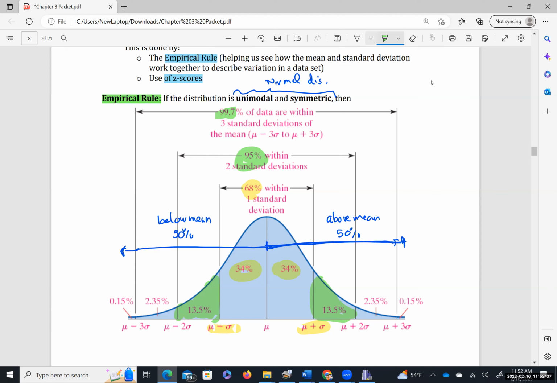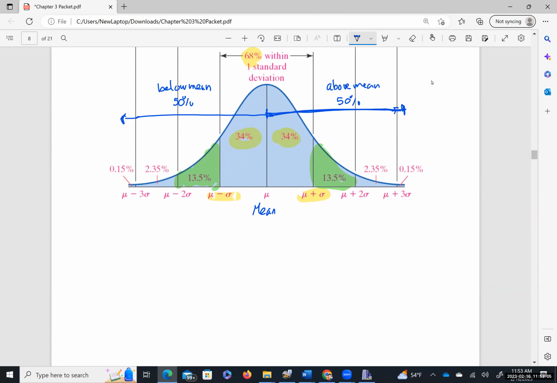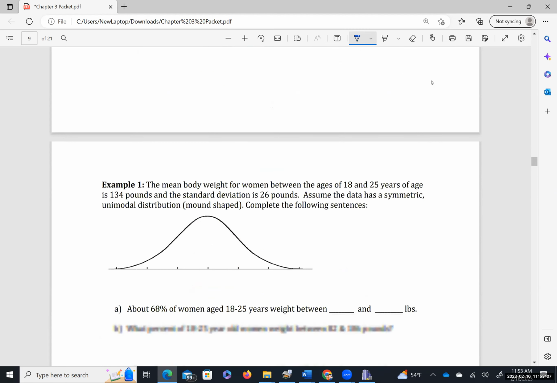One thing I forgot to mention is that the notation mu here is actually the population mean. This is the mean for the whole population, so just keep that in mind. And the sigma there is the standard deviation, the population standard deviation. So let's use this and move to example 1.